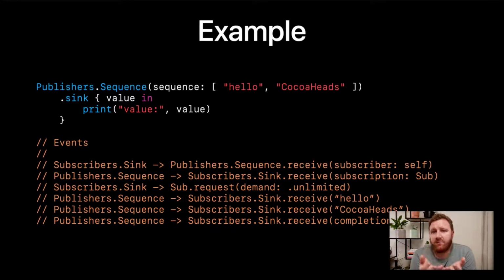The sync then requests demand from the publisher, or from the subscription, sorry, and then the sequence will turn around and emit the 2 values that it has, hello and CocoaHeads, to the subscriber, and then obviously because it's a finite length array, it will complete the publisher. Completion comes through as normal. Cool.